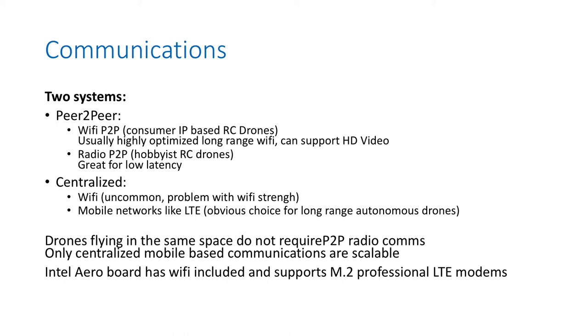But typically, what you would have with an autonomous drone is centralized, where you have an access point, Wi-Fi, or a mobile network that is also centralized. And we have LTE modems working on Intel Aero. So it's important to understand that drones can interact, can behave like a swarm, can behave like a fleet, and not require peer-to-peer radio communication. You can have all the drones talking to a central server that is synchronizing their flights without having direct communication between drones.